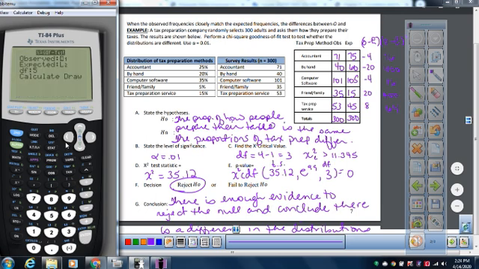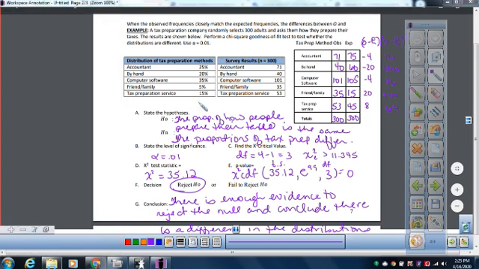It's the chi-squared GOF test. And if you're lucky enough to have that, you put your observed in list 1, your expected in list 2, you have to tell it how many degrees of freedom and hit calculate. And there is your test statistic, and there's your p-value. And there's all of your observed minus expected squares. But if not, you can still do it by hand. It just takes a little longer.